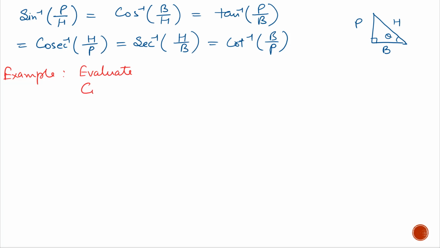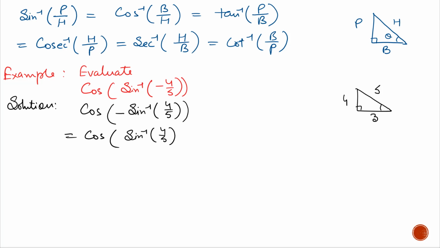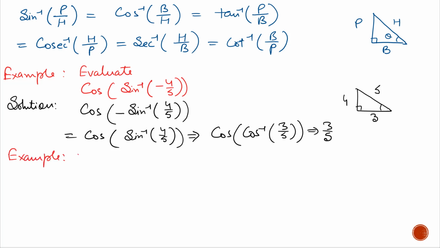Evaluate cos(sin inverse(-4/5)). We know that sin inverse(-x) is -sin inverse x. So it is cos(-sin inverse 4/5). Here the perpendicular is 4, the hypotenuse is 5, so the base is 3. cos(-theta) is cos theta. And we can replace sin inverse 4/5 by cos inverse 3/5. And the answer is 3/5. Next example.